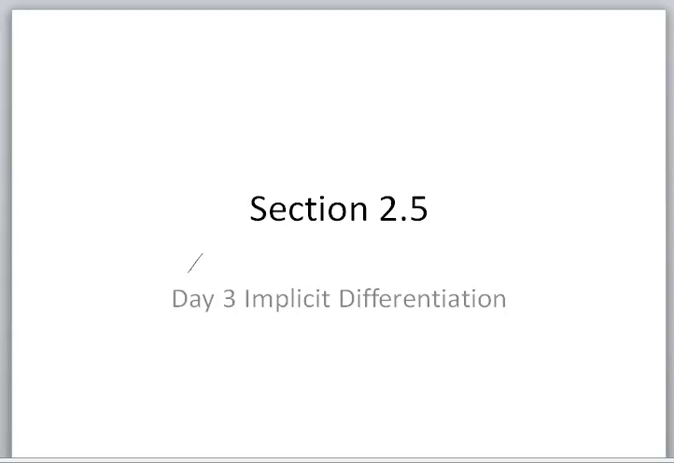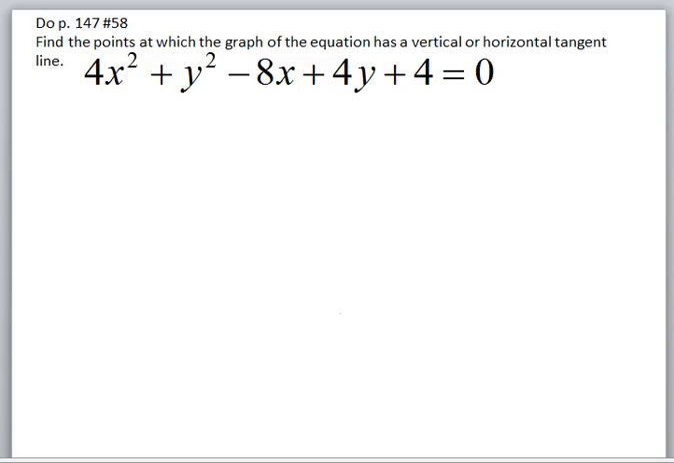Today we're going to look at some different problems that required implicit differentiation, but we're actually going to take it a bit further. In this first example, it's asking me to find all horizontal and vertical tangent lines to this curve. In order to find tangent lines to the curve, we know we need to find the derivative. So this is a long problem.